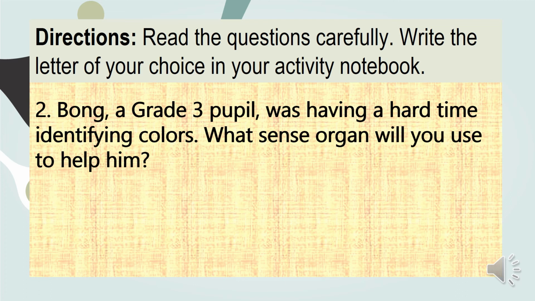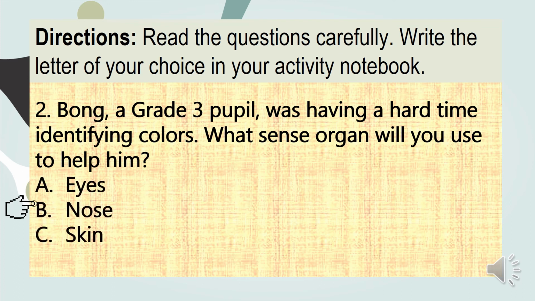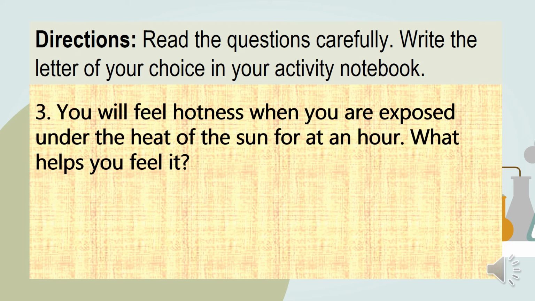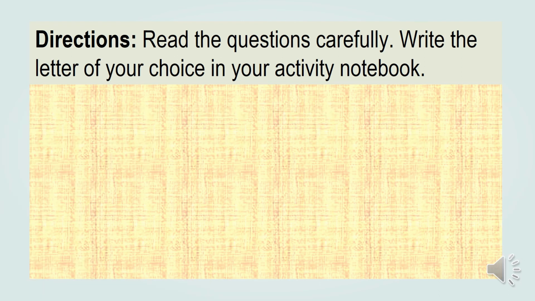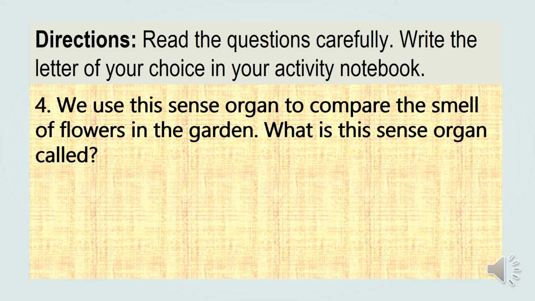2. Bong, a grade 3 pupil, was having a hard time identifying colors. What sense organ will you use to help him? A. Eyes. B. Nose. C. Skin. D. Tongue. 3. You will feel hotness when you are exposed under the heat of the sun for an hour. What helps you feel it? A. Ears. B. Eyes. C. Nose. D. Skin. 4. We use this sense organ to compare the smell of flowers in the garden. What is this sense organ called? A. Ear. B. Nose. C. Skin. D. Tongue.